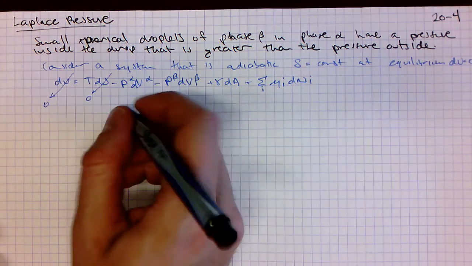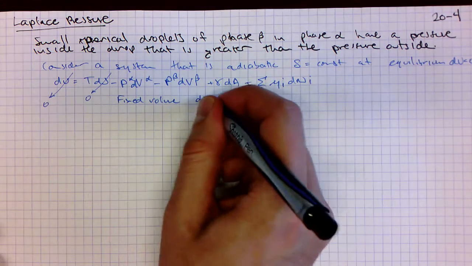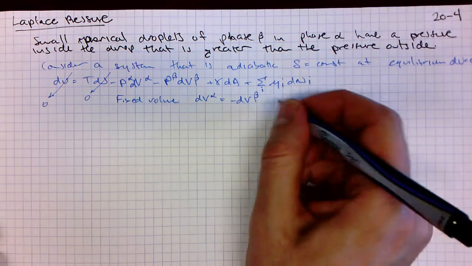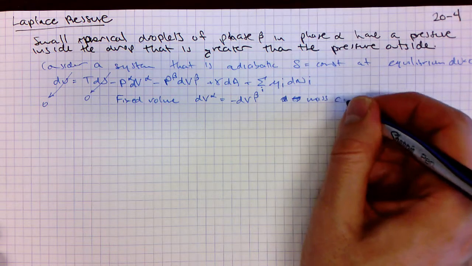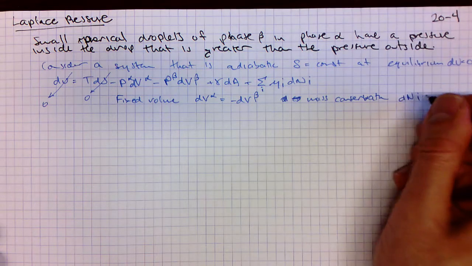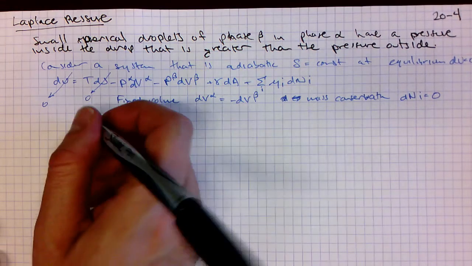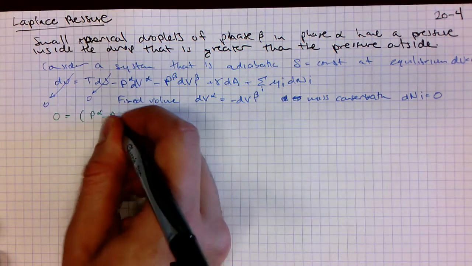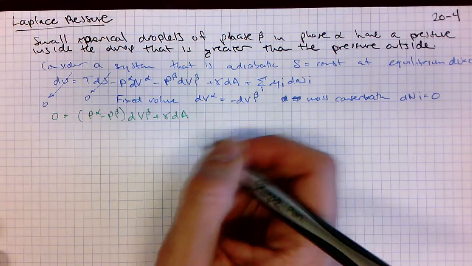And then at fixed volume, we know that dV alpha has to equal minus dV beta, right? And because of mass conservation, dn i in this situation is 0. So as a result, we end up with a much simpler version of this equation, which is just that 0 is equal to P alpha minus P beta dV beta plus gamma dA.